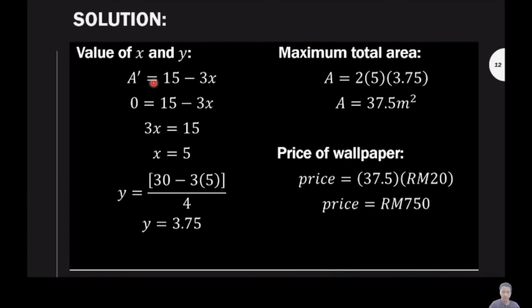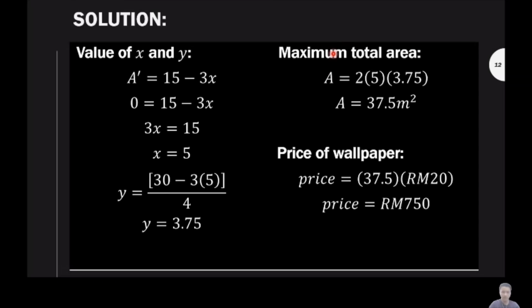So this is the equation after we differentiate it. To get the maximum point, we need to make the equation equal to 0. So then we simplify, we get x equals 5. So this is the maximum value for the length of x. And to get the value of y, we use the equation we got from the perimeter, and we substitute in x with 5.